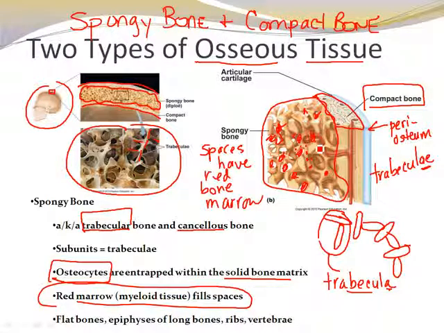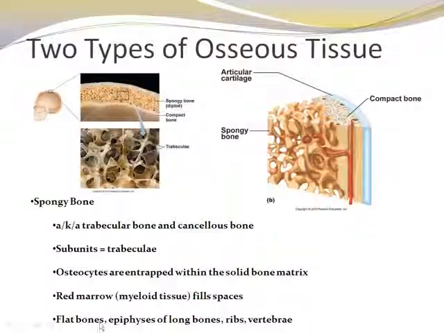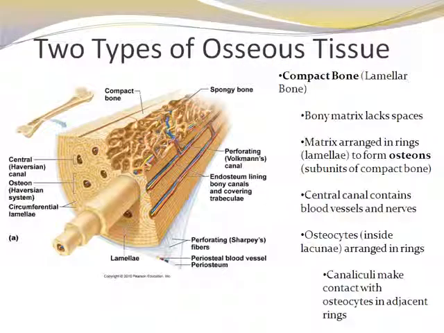Where do you have spongy bone? Down here on the bottom. Flat bones, the epiphyses of long bones, so the widened ends, then in the ribs and in your vertebrae along your backbone. Okay, that's spongy bone.